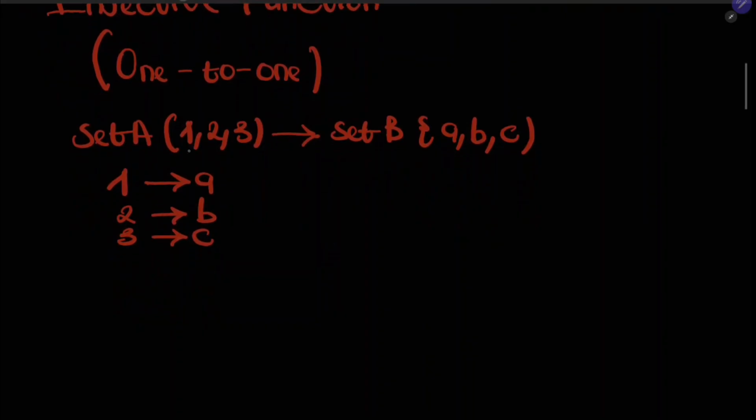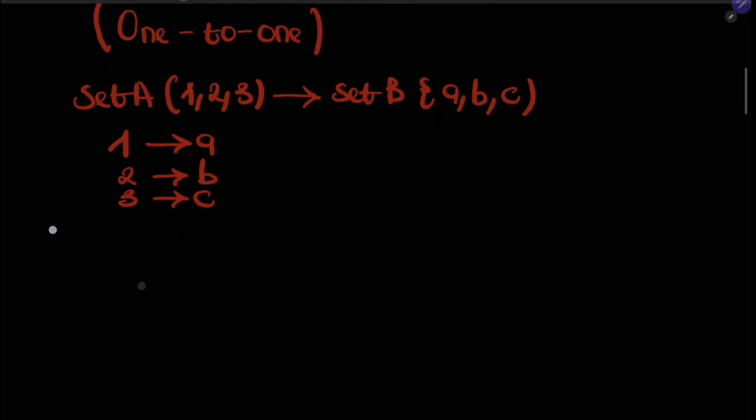So as we can see, each element in set A maps to an element in set B. For example, 1 has only one element in set B to which it maps. So this is a one-to-one function. 1 maps to A only, 2 maps to B only, and 3 maps to C. Okay, let's take an example.